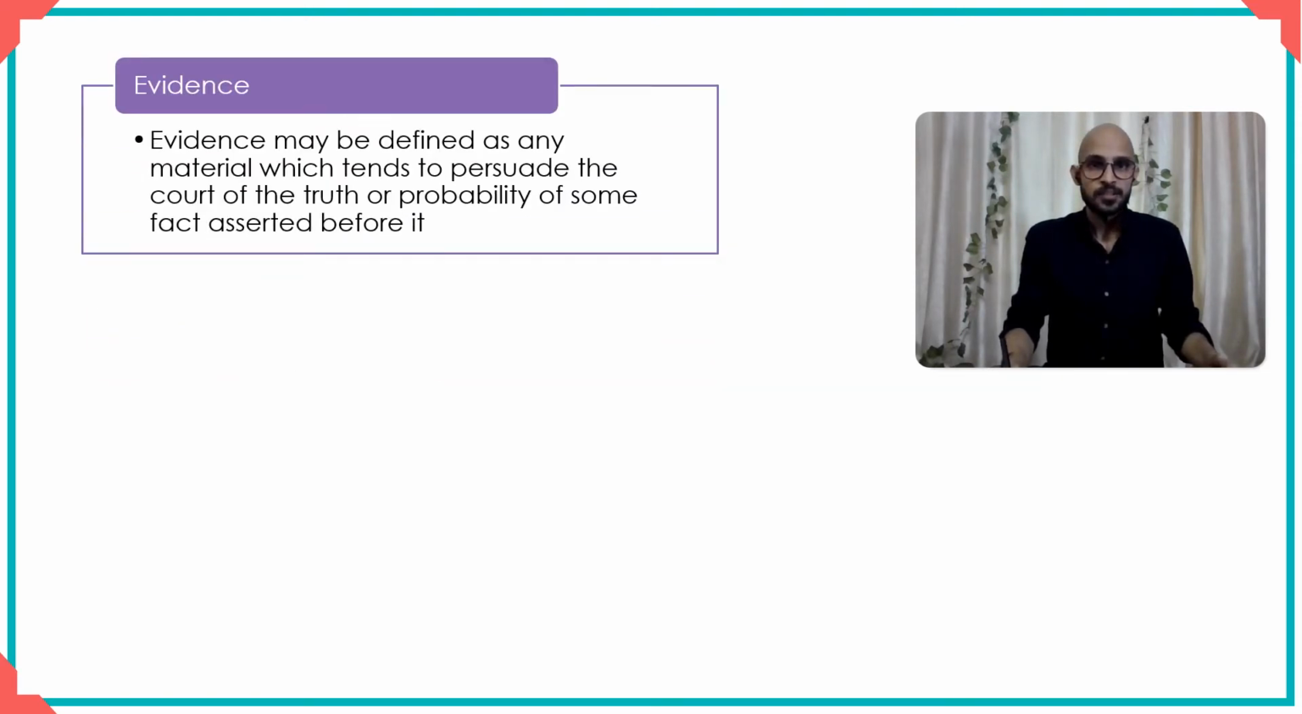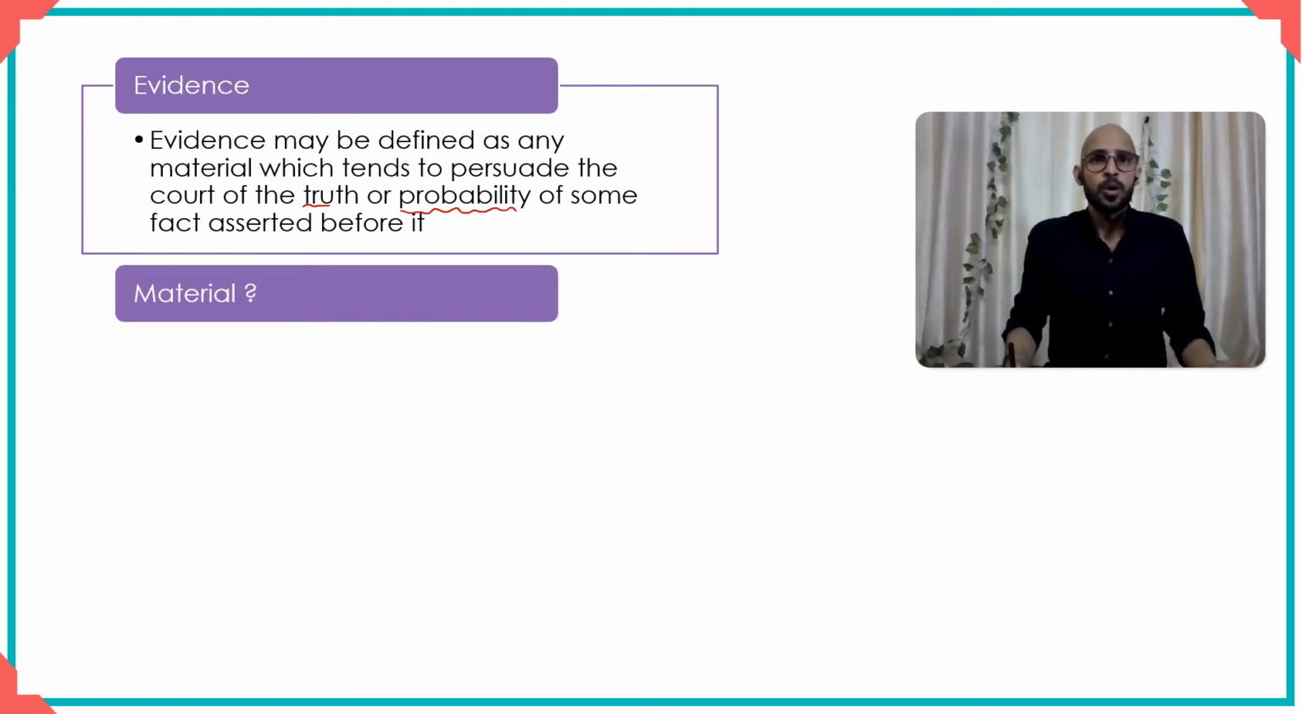So again, let us look at one more definition of this. Evidence may be defined as any material which tends to persuade the court of the truth or probability of some fact asserted before it. If you remember, truth is something that we don't always talk of, so it's always good to say truth or probability. When we believe that something exists, that means that a fact is proved, it means the court considers it highly probable, right? So when there's a fact and you have to persuade the court to believe or not believe, like you want the court to believe that okay, this car is mine, or the other person wants the court to believe that the car is not mine, right? For that you use evidence, okay?